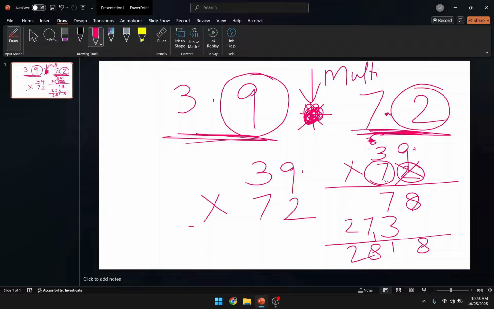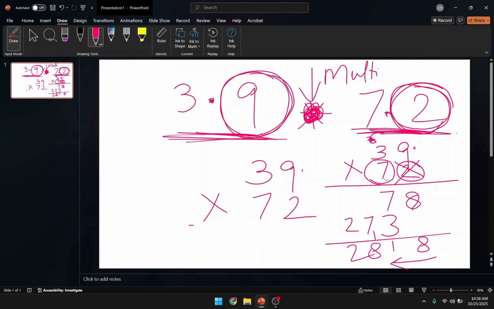I repeat, in this one after the decimal you have one digit. In this one after the decimal you have one digit. Total 1 plus 1 makes 2. You have to take care of 2 digits, which means start from the right and go back 2 digits. 1, 2. I put a dot there. That's my final answer.